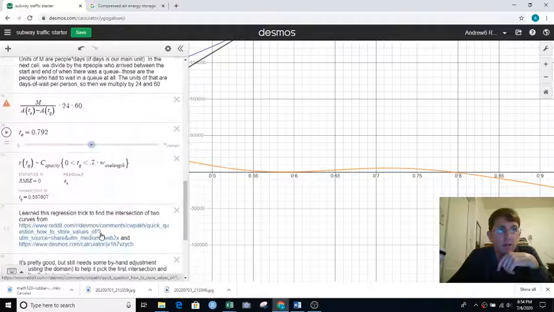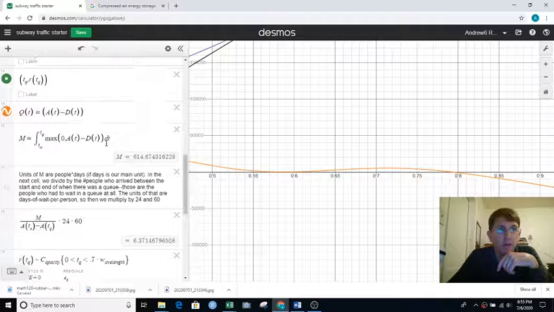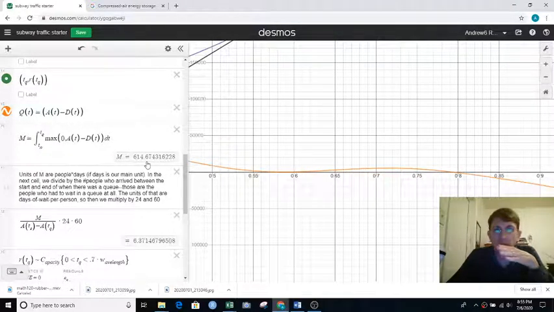Maybe I have t sub e defined down here accidentally. Okay, there we go. So that integral is 614. It's not clear what that means though. That's people days of waiting. It would make more sense to talk about it in terms of people or in terms of hours or something. So if I say, how many people did all this waiting?